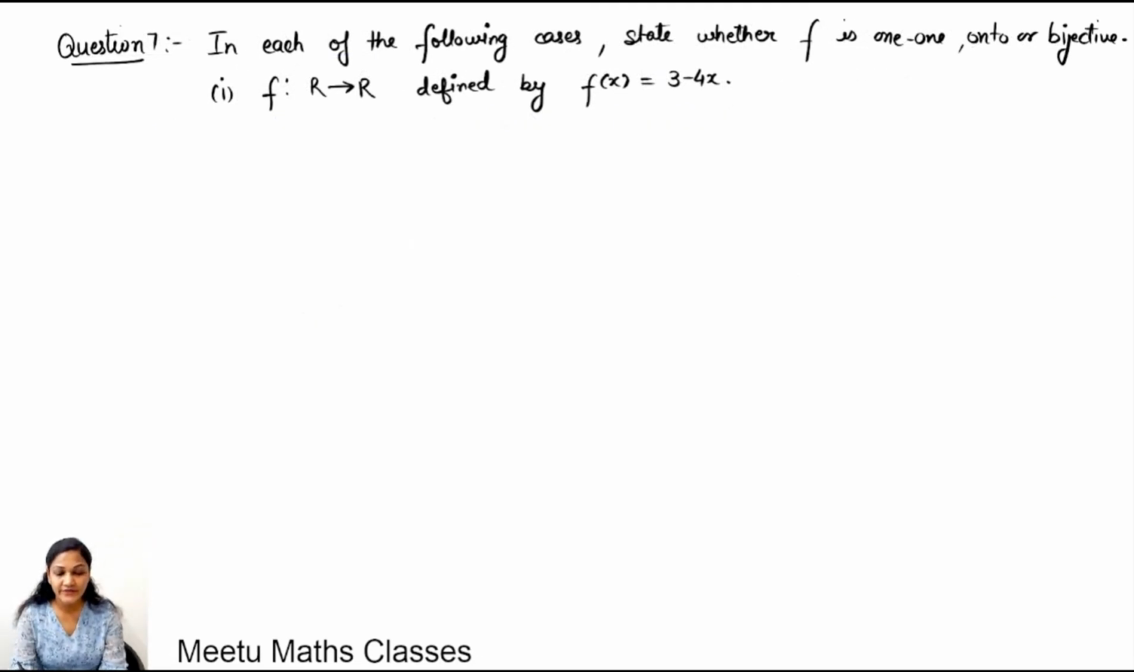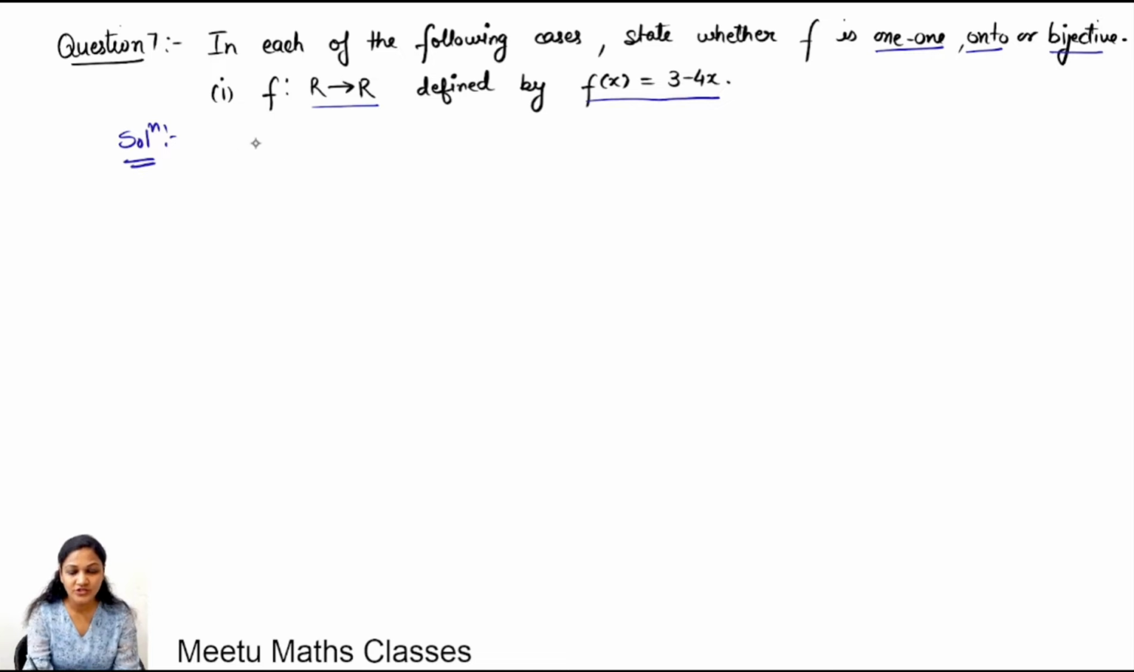Your question number 7 is, in each of the following cases, state whether F is 1-1, onto or bijective. We know that a function is bijective if it is both 1-1 and onto. So let us start with the first part, where F is a function from R to R defined as f(x) = 3 - 4x.